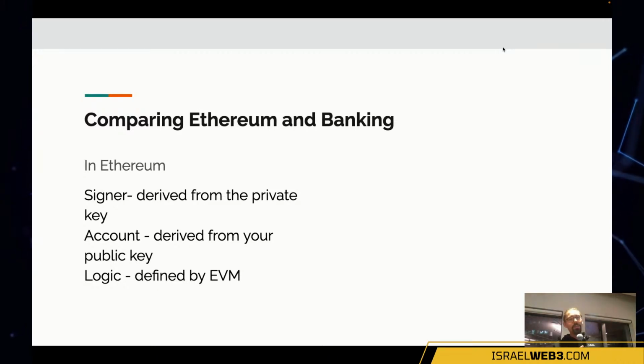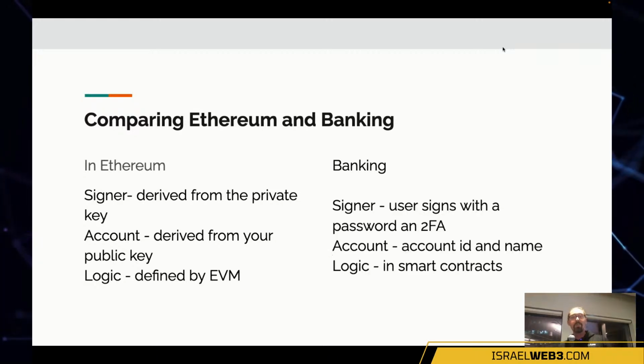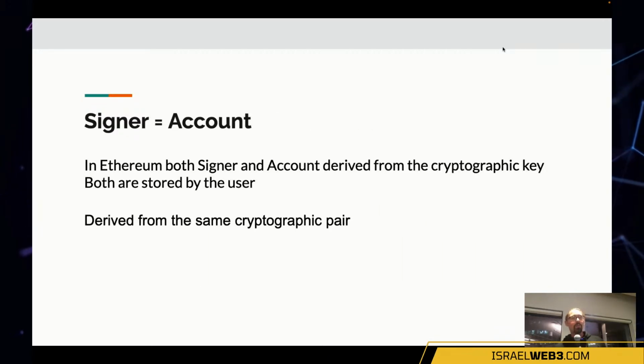And all the logic around it is defined by the EVM. Let's see how it looks in banking. In banking, I sign in to my bank with my password or 2FA. I get an account ID, and the logic is not a smart contract, it's just code. So in Ethereum, the signer and account are basically the same, and derived from the cryptographic pair. That's basically what caused all the problems we work around.